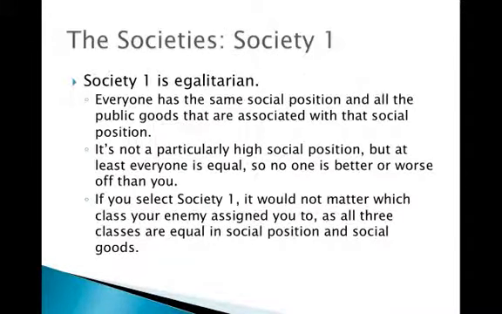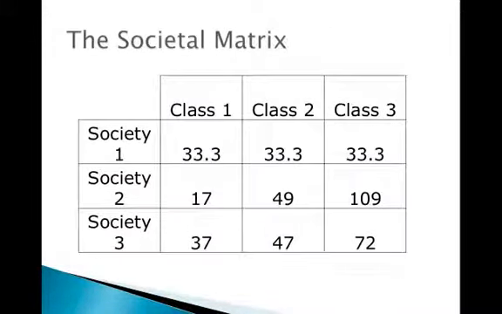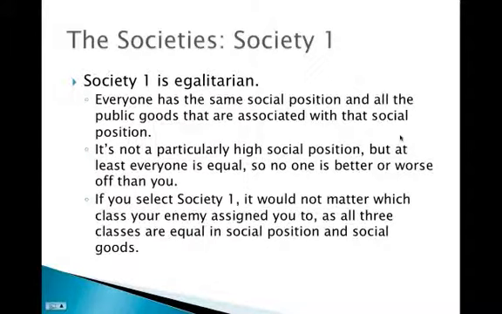So we'll start with Society 1. Recall, Society 1, all 3 classes have the same amount of social goods. Okay, 33.3 across the board. This is an egalitarian society. Everyone has the same social position and all the public goods that are associated with that social position. It's not a particularly high social position, but at least everyone's equal, so you know no one's better or worse off than you. And further, if you select Society 1, it wouldn't matter which class your enemy assigned to you, as all 3 classes are equal in social position and social goods.